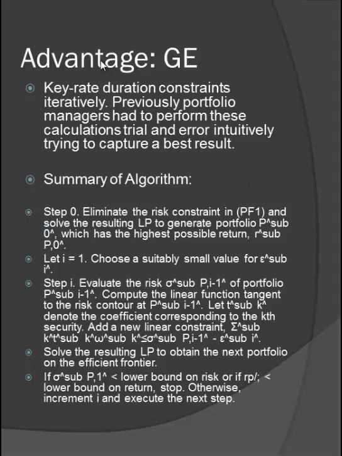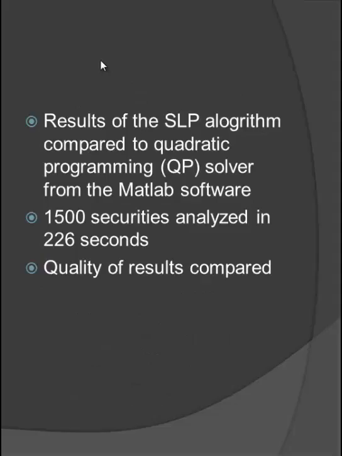And apologies for reading this slide, the key rate duration constrains iteratively. Previous portfolio managers had to use trial and error to capture a best result. Taken directly from the paper is a summary of their algorithm here. The results are that the QP solver was able to come up with an efficient frontier, but the new algorithm could analyze 1,500 securities in 200 seconds, and then they began to compare the quality of the results.